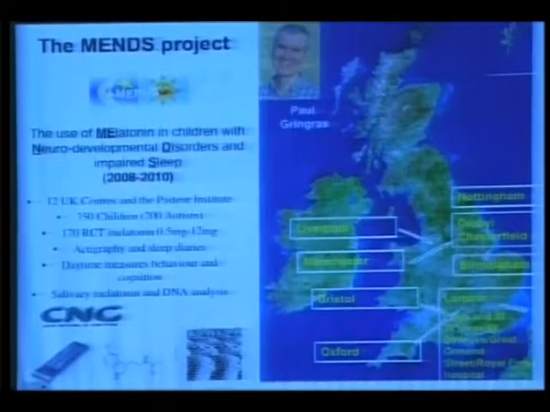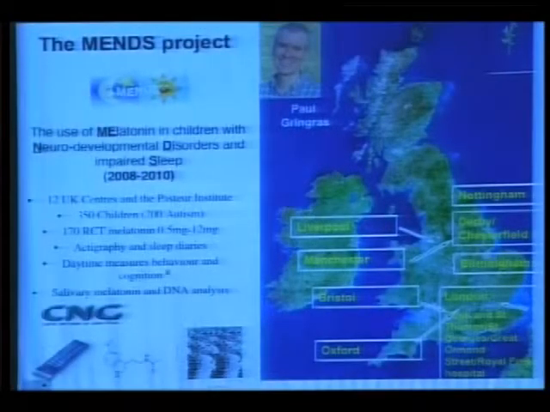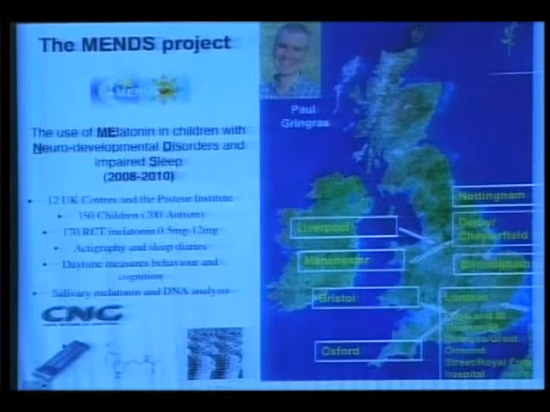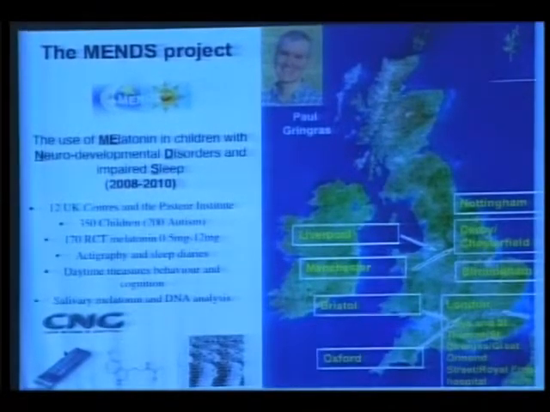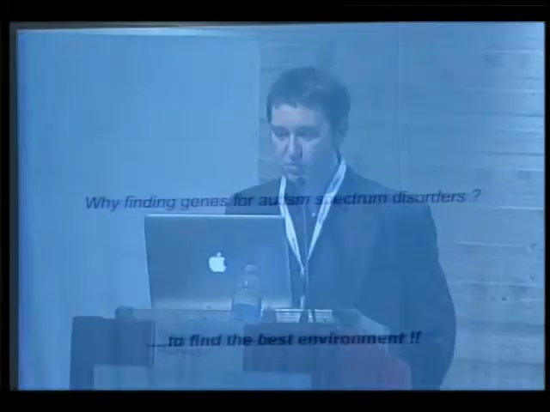So with Paul Greengrass in London, we launched the largest randomized controlled trial for melatonin in patients with neurodevelopmental disorders and impaired sleep. And we are doing the genetics, and I hope we will get some new results very soon. So why finding genes for autism spectrum disorder? My answer is to find the best environment.